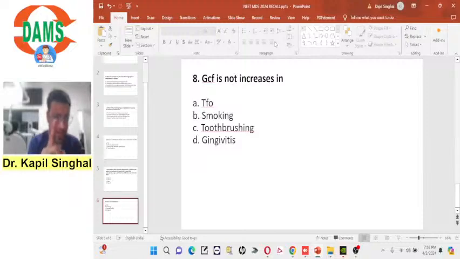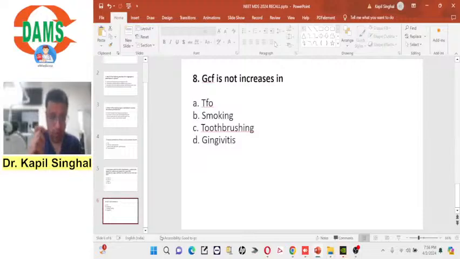Was there one question on aging periodontium also? Because from somewhere I have heard that there was a question on aging periodontium. The question was: changes associated with aging periodontium is. The first option was increased keratinization. The second option was increased width of attached gingiva. The third option was increased osteophytic activity with the bone. And the fourth option was increased vascularity.